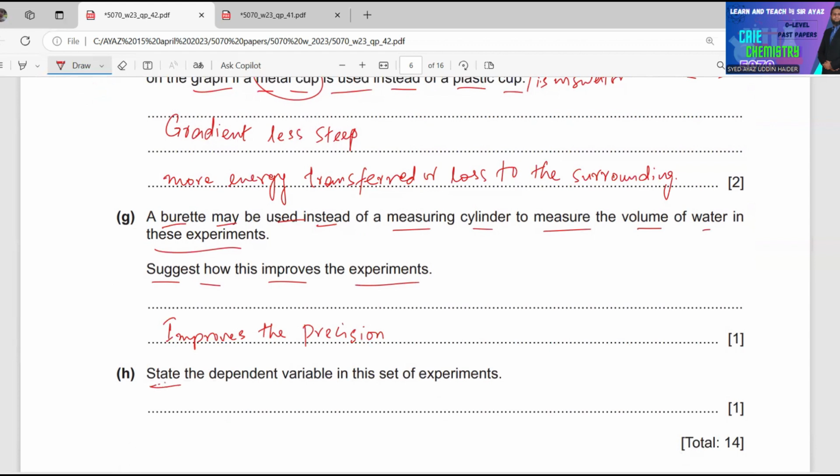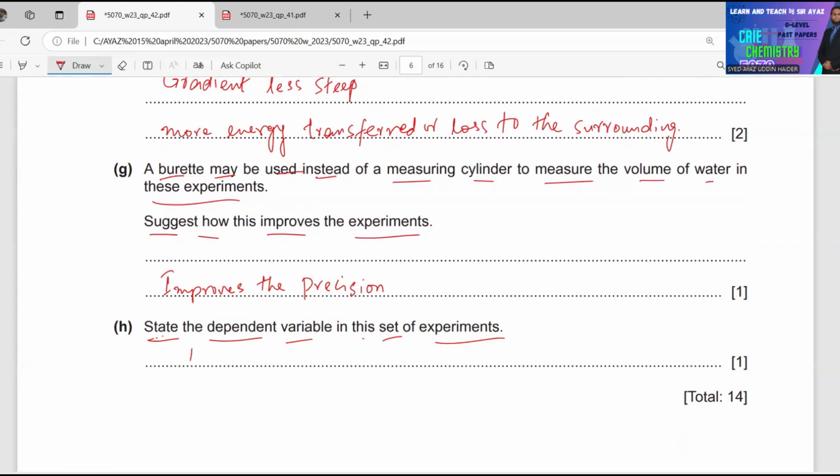Number H, state the dependent variable in this set of experiments. Definitely, it's the temperature rise. That's the dependent variable. So you'll write temperature rise.